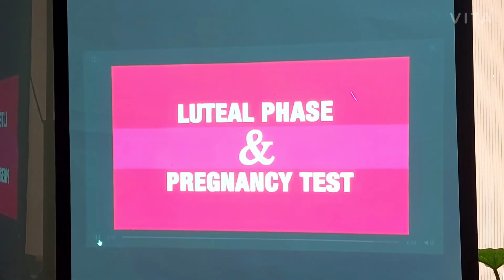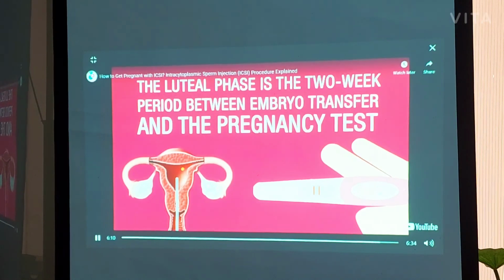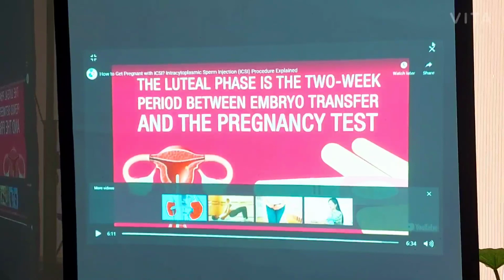Now after the embryo transfer, luteal phase support is given using the hormone progesterone, and the pregnancy test is done 15 days after the embryo transfer.